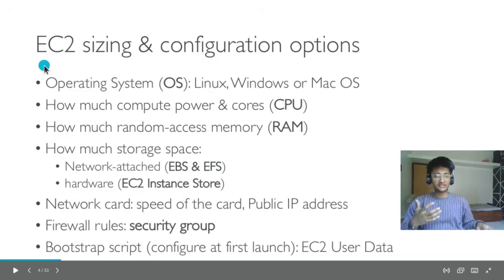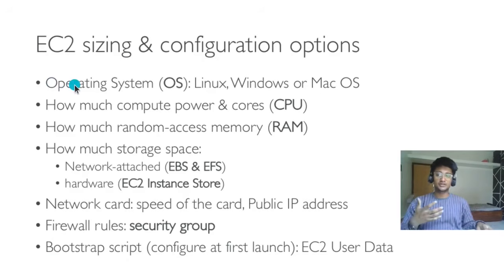So using EC2, you have different options. You can choose which operating system you want. Do you want Linux, Windows, or Mac OS? And you can also choose how much compute power and how much memory you want. So how much CPU you want, how much RAM you want. You can choose that with EC2 while selecting the servers. And you can also choose which storage option you want. Do you want network attached storage like EBS or EFS, or do you want hardware attached storage like EC2 Instance Store? And this will all make sense when we do hands-on in some time.